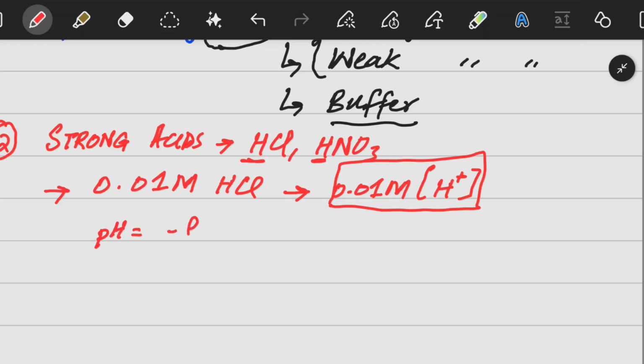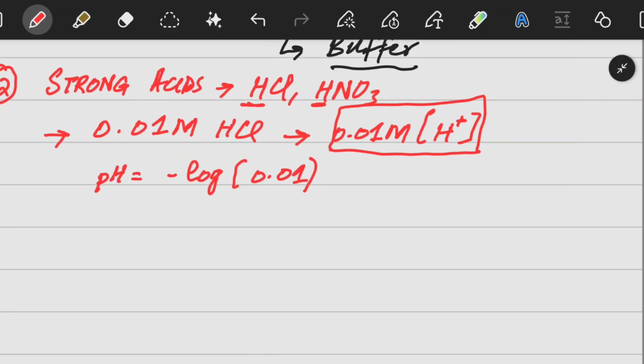You just take the negative log of this concentration, which is 0.01. Now if you do have a calculator, you can easily solve the equation, but if you don't, I'll give you a trick to solve this equation without a calculator. What you have to do is convert this fraction into scientific notation. That will be 1 times 10 raised to the power, because the decimal point moves two places to the right, minus 2.